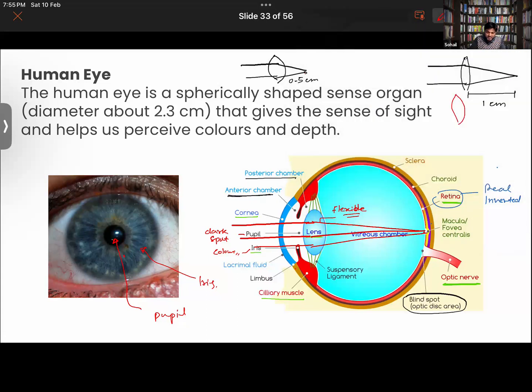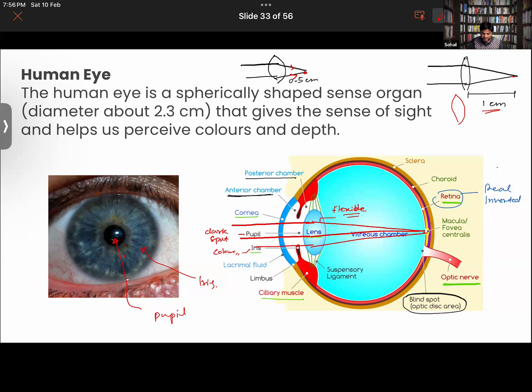So try to understand this thing. This is a very basic concept, but important also. If the eye lens is thinner, the rays will converge at a greater length, for example, 1 centimeter. And if the eye lens is made thicker by the action of ciliary muscles, its converging power increases. Converging power increases means the rays will converge at only 0.5 centimeter, for example. Getting it now, guys?